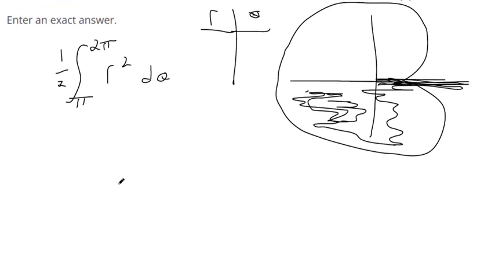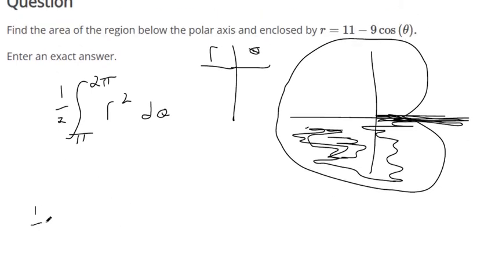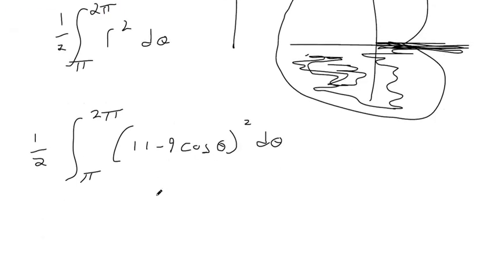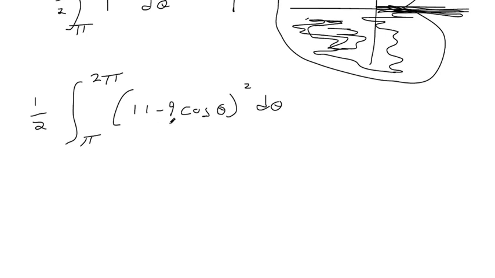And then we know what r is, so the rest is just the calculus part that we've been practicing a lot. Pi and 2 pi. We need to square 11 minus 9 cosine theta. So on its own, in the current format, I can't think of any tricks to make a substitution right now. Let's try squaring this parentheses and see what we've got.